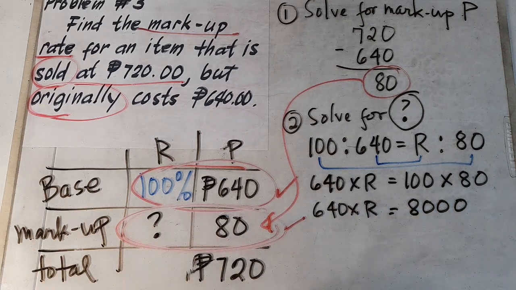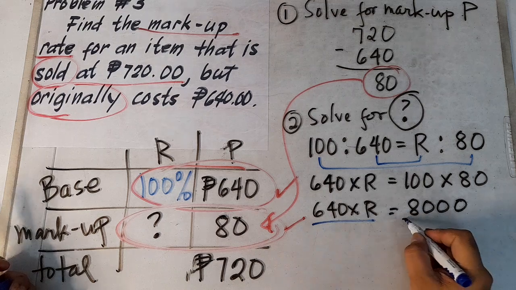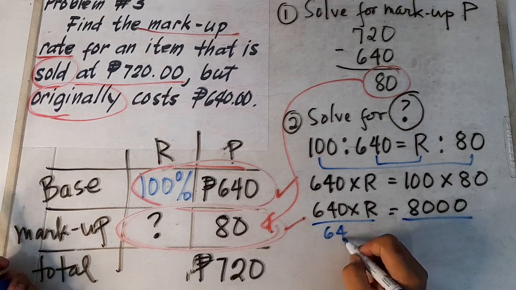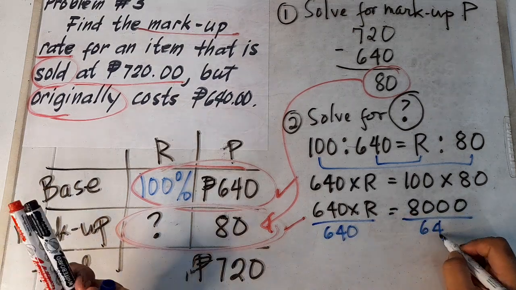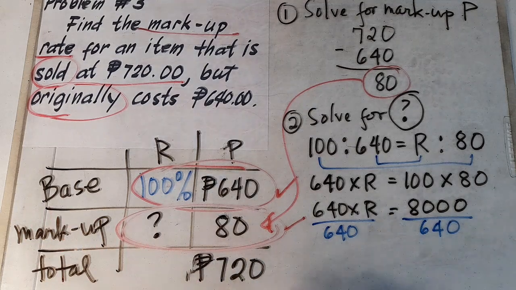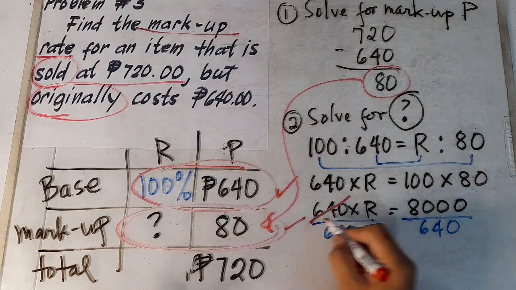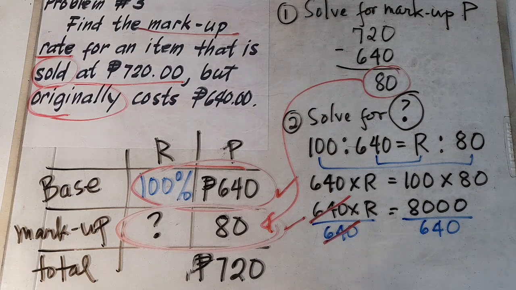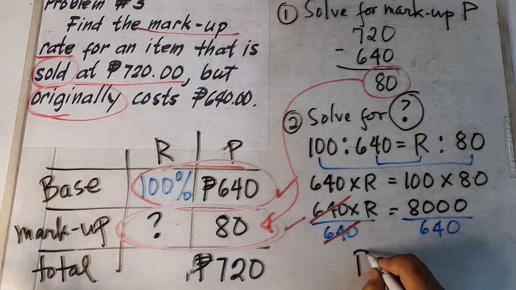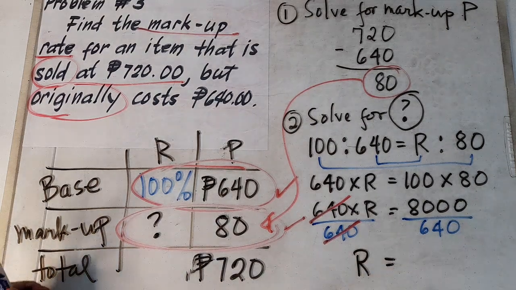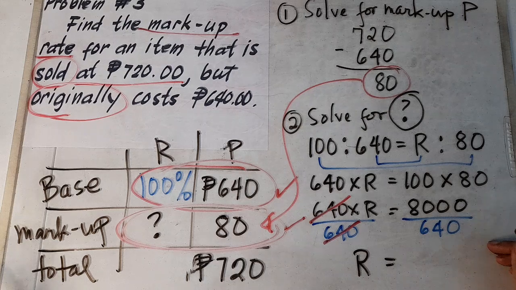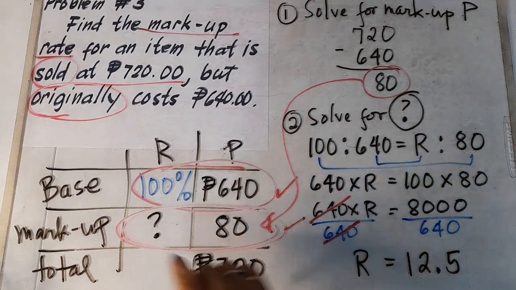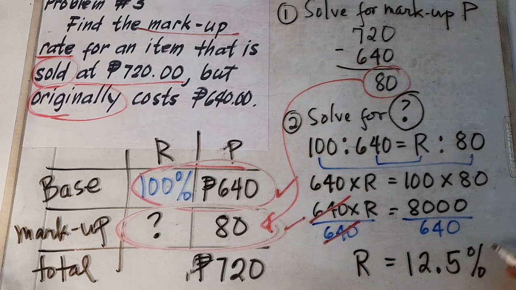Look no further kung anong kasama ni R or nung unknown, yun ang ating divisor. So, 640. So, we divide that. Means we need to cancel this out, leaving us with R. Okay, rate. What is 8,000 divided by 640? It's 12.5. Okay, since this is a rate yan, there should be a percent sign.